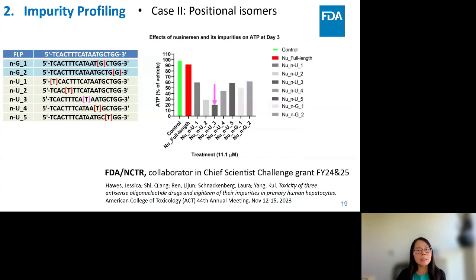To gain some insight into this question, our collaborators at FDA and CTR evaluated the toxicity of selected N-1 impurity positional isomers using primary human hepatocytes and compared them with the full-length parent sequence. As shown in this figure, some impurities show similar toxicity to the parent sequence. Some were more toxic than others.